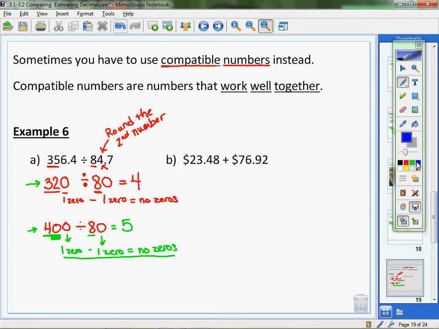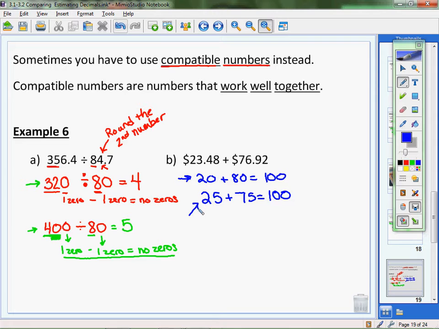In part B, we could round to the highest place, and we would get 20 plus 80, and that works pretty well. You get 100. What I want you to become familiar with doing is, when you look at problems like this, especially ones that deal with money, look for combinations like 25 plus 75, because 25 plus 75 is also 100. Either of these methods would work to get you an estimate.